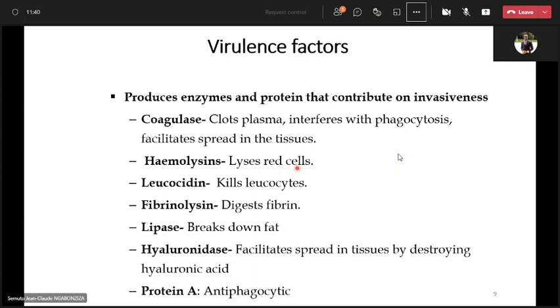Hemolysin, that lyses red blood cells, leukocidin, which kills leukocytes, fibrinolysin, which digests fibrin, lipase, which breaks down fats, and hyaluronidase, the enzyme that facilitates spread in tissue by destroying hyaluronic acid, which is part of the connective tissue. So by producing this enzyme, they allow destruction of the tissue, and thus bacteria can go in deeper. Protein A, that we immediately say is antiphagocytic. So all these are components that allow Staph aureus to be pathogenic.